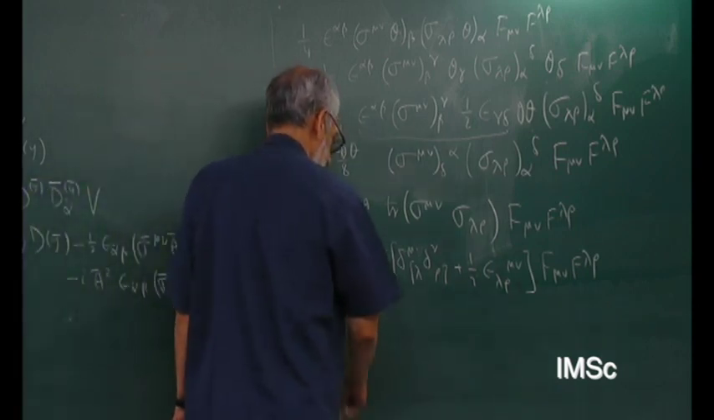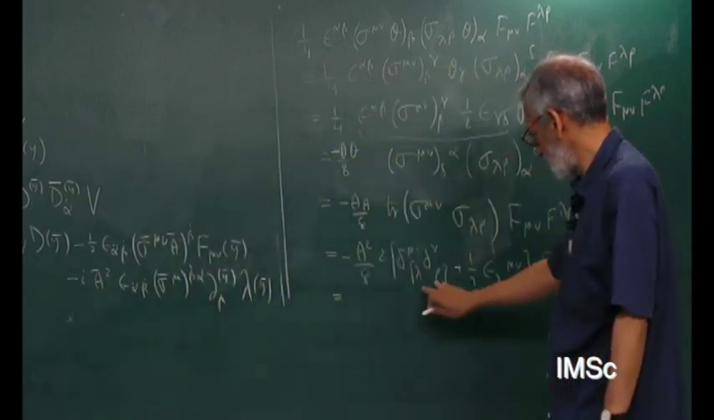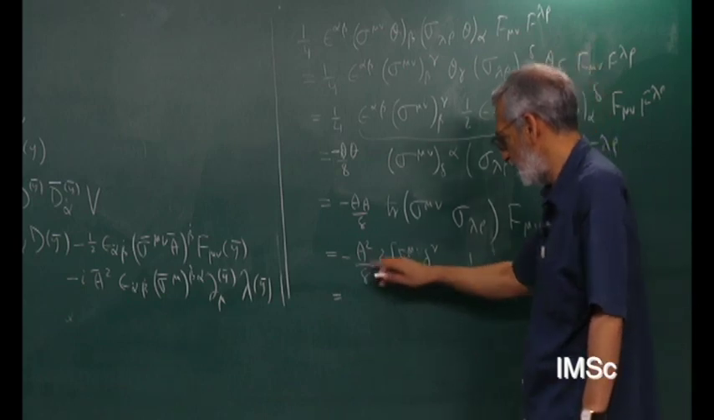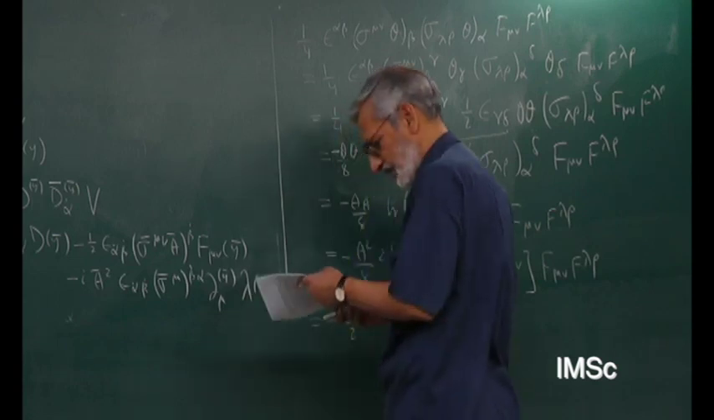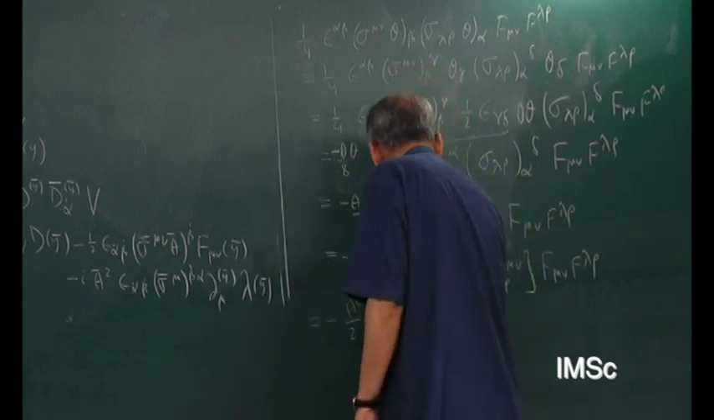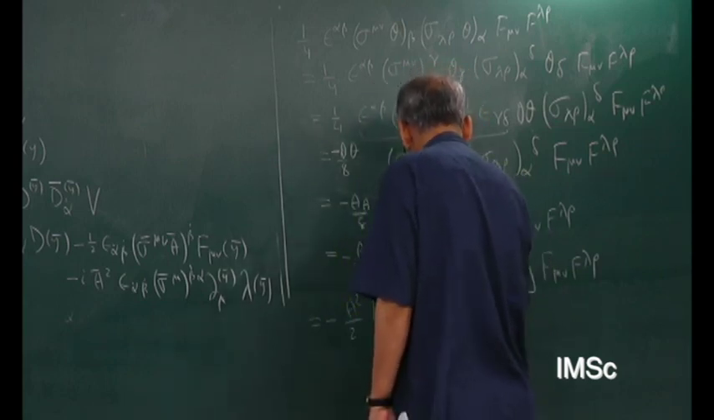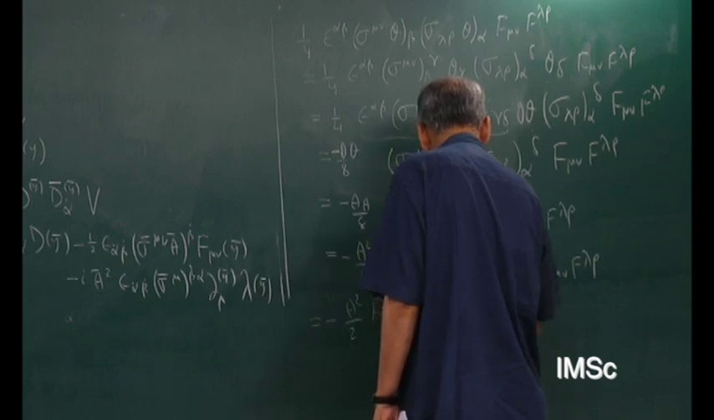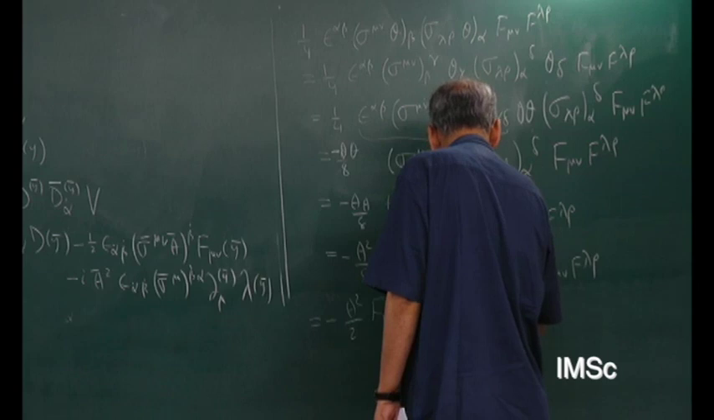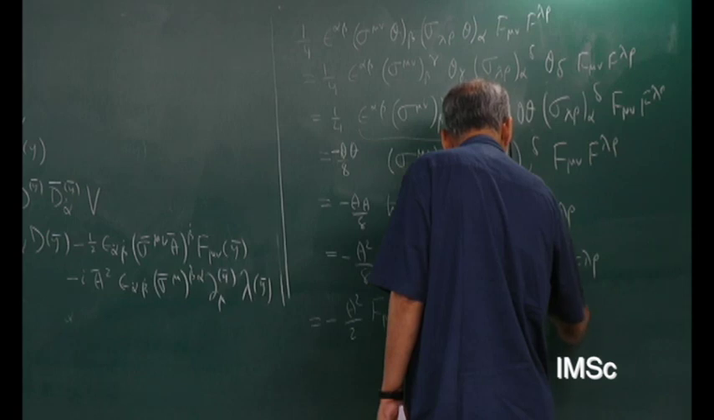And now antisymmetrize. This means, because it's antisymmetrized, that gives me a factor of 2, this gives me a factor of 2, then I have minus theta square by 2. Is that what the final answer is? Yes. Times f mu nu times f mu nu plus I by 2 epsilon mu nu lambda rho f lambda rho.